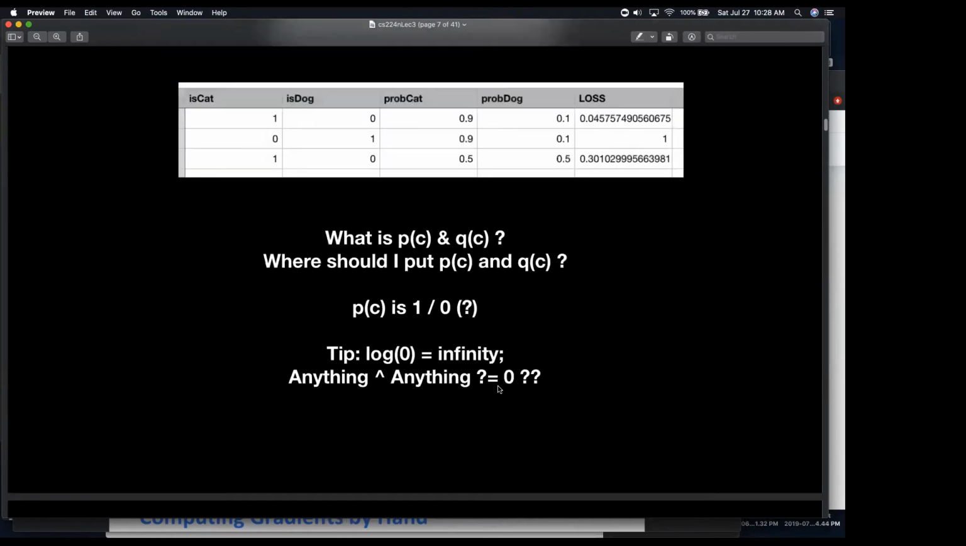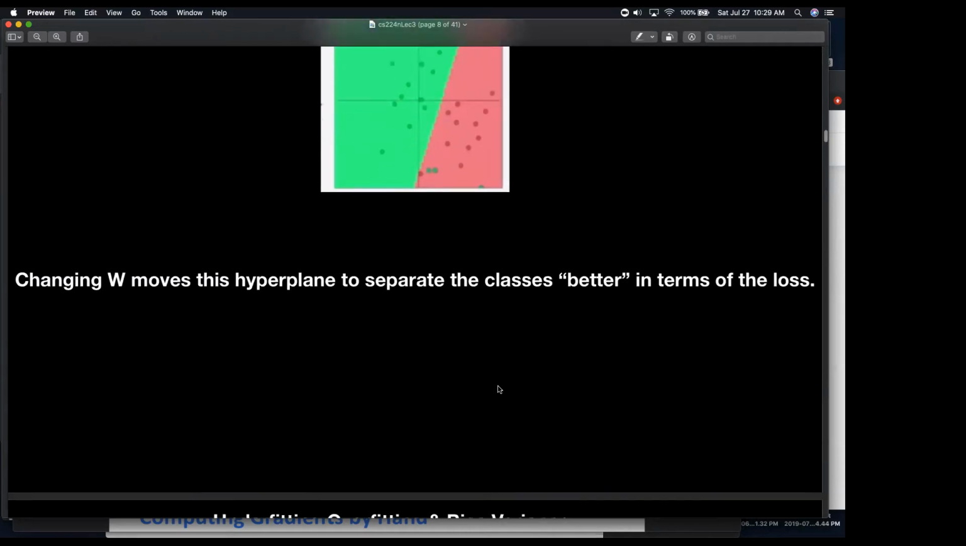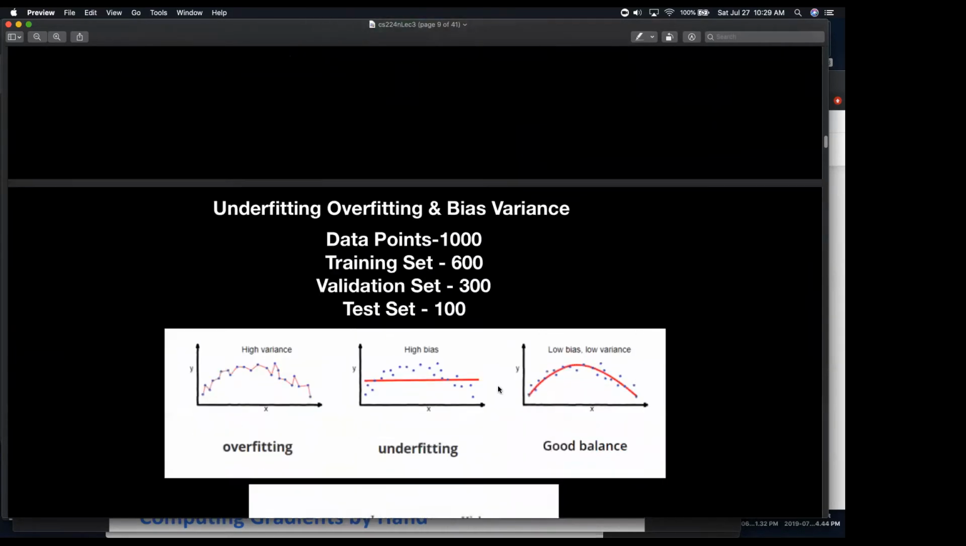Cool. Does anyone want to add something else that I've missed or misspoken in between, or shall we proceed? Cool, I take that as let's proceed.